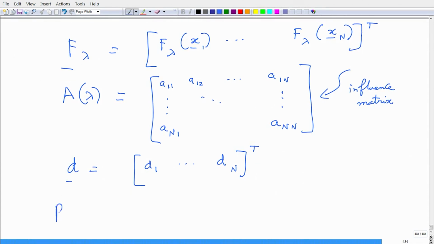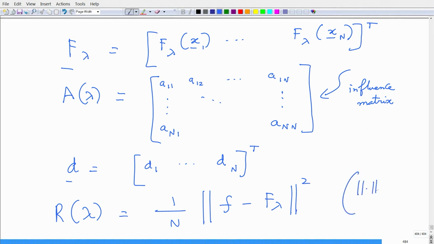Now R of lambda is basically the norm of f minus capital F of lambda, the norm squared, and the norm is the L2 norm.